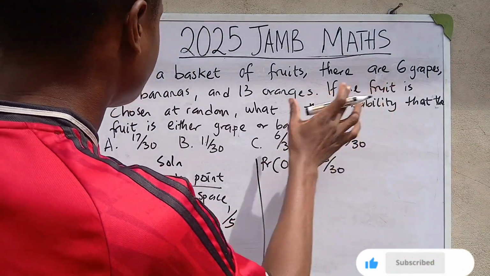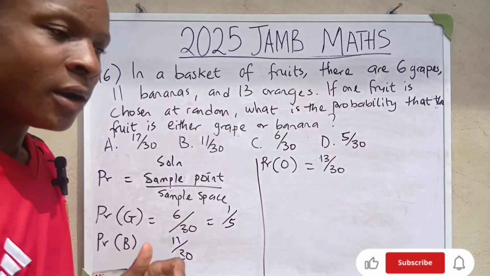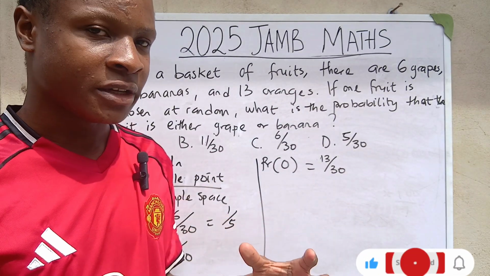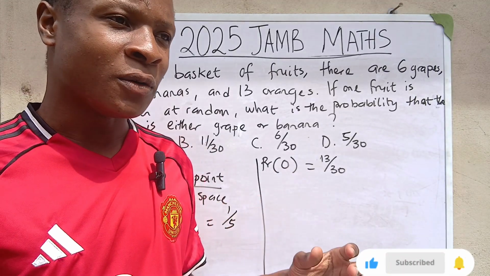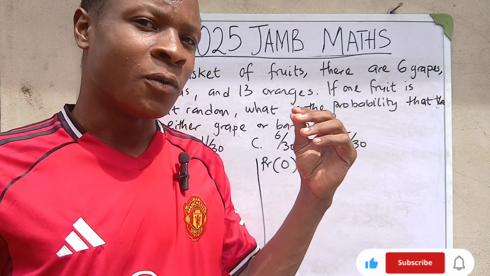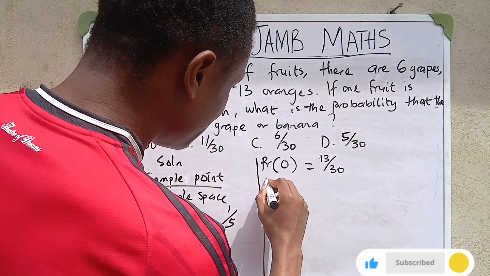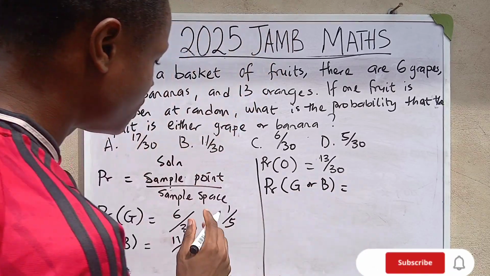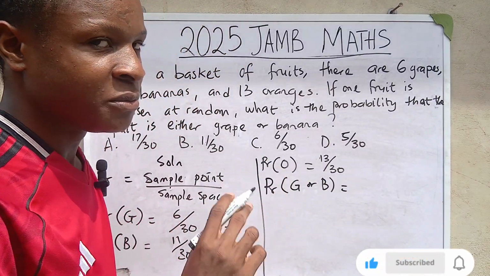So they say if one fruit is chosen at random, what's the probability that it is either grape or banana? Now, when we are dealing with an either-or kind of scenario, we are going to be using plus. So anywhere you see that they say what's the probability of getting either this or this, it means that we are going to be adding the probability of the first one and the second one. So the probability of either grape or banana is going to be the probability of grape plus the probability of banana. So "or" in probability means plus.